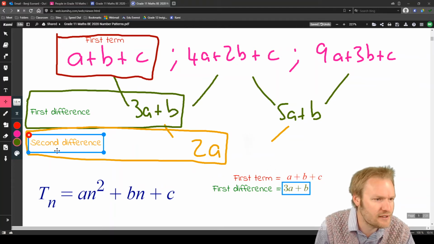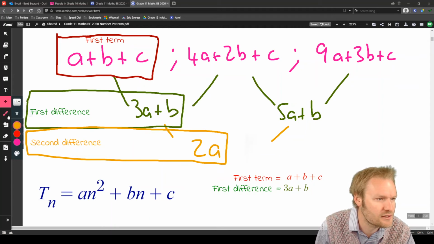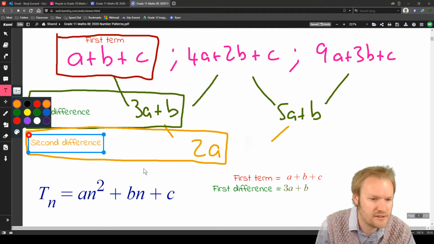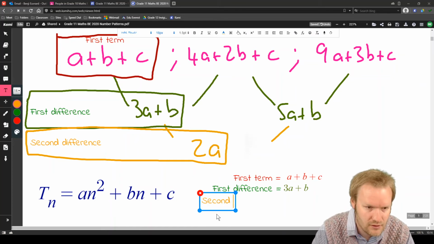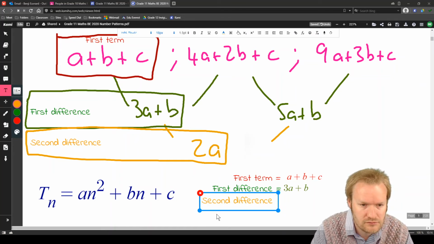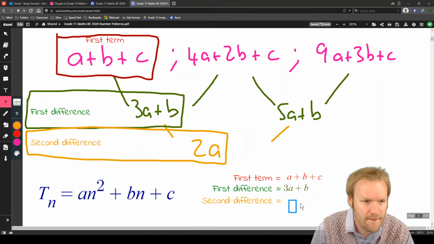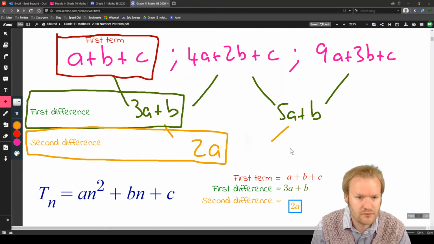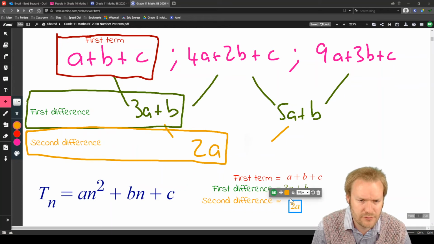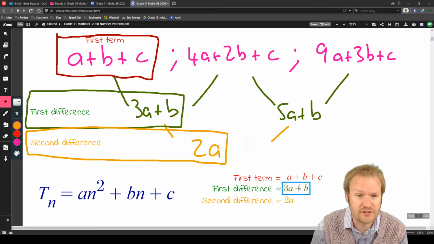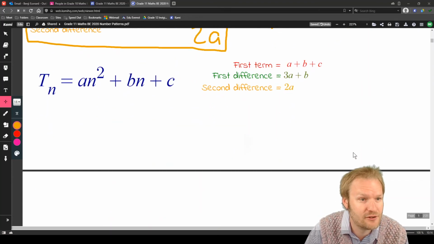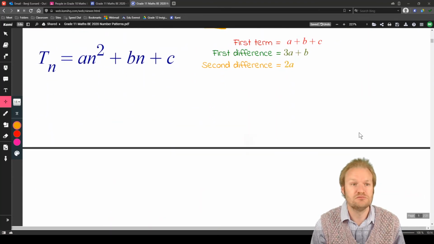And the second difference, let's get that ready. The second difference equals 2a. So these are the bits of information that we found out so far. So there it is. There are quadratic sequences in a nutshell.